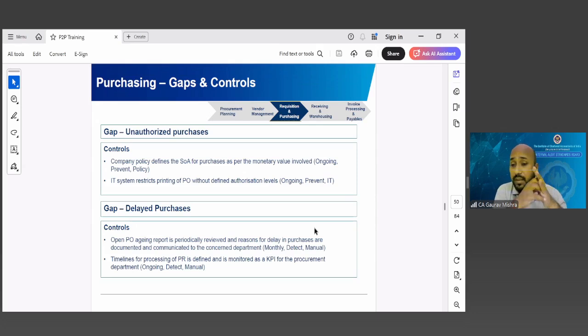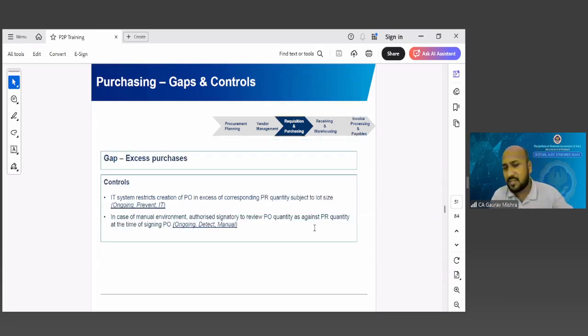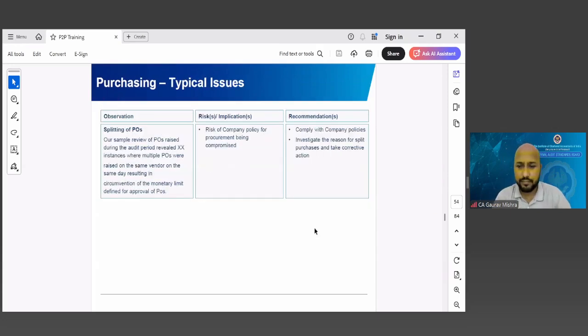In this case, what is written in the DOA? That up to 5 lakh rupees, or 5 lakh and above, whichever POs there are, will be finally approved by the plant head. But in this particular case, you have split the POs. So this is again the fraud mechanism, splitting of the POs. Excess purchase, which we already discussed.